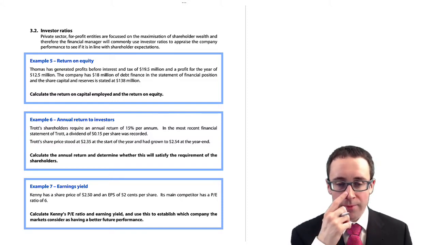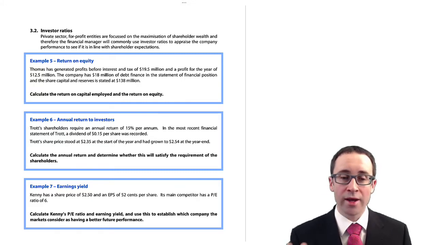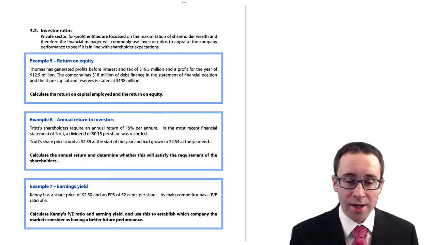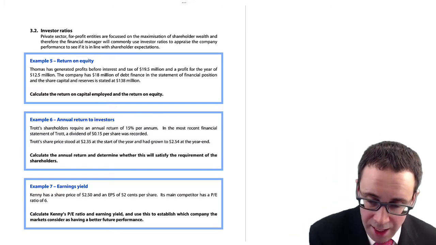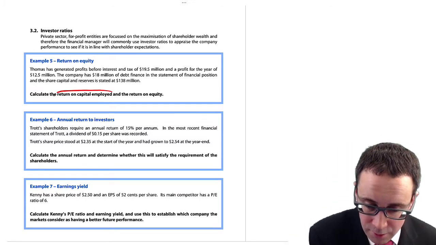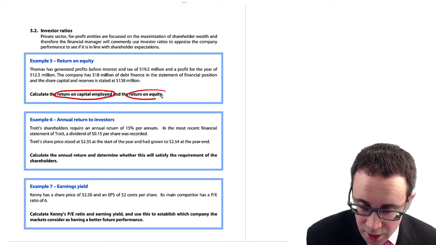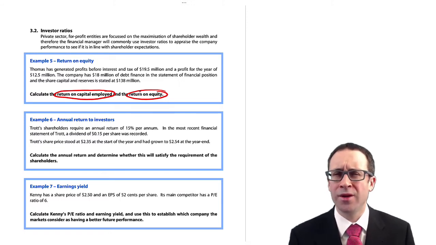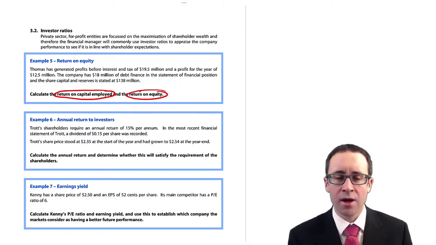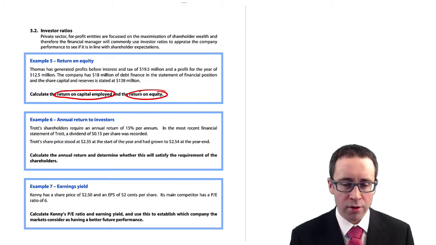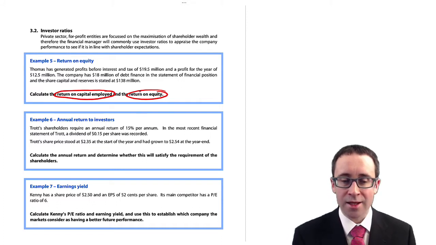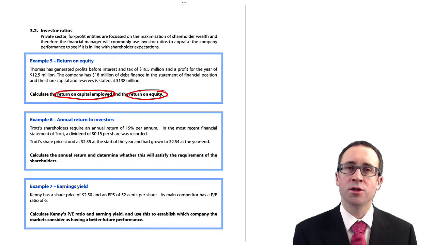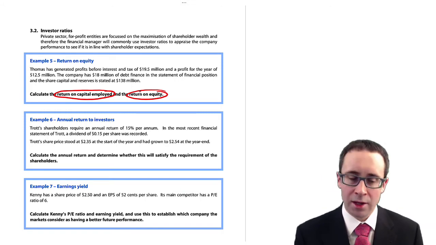So here what we've got, just a couple of additional examples. You've got the one example that looks at calculating your return on capital employed and also your return on equity. Okay, so we've seen return on capital employed previously within F2. We didn't really see much of return on equity, so I'll touch upon that a little bit more as we go through. The second example talks about an annual return to investors, so that's something a little bit new.